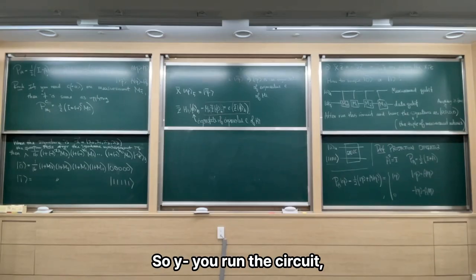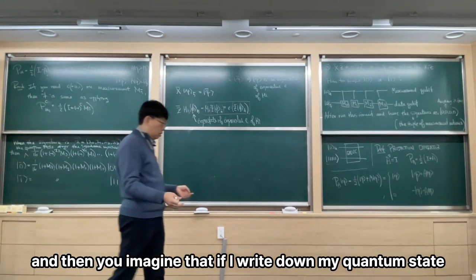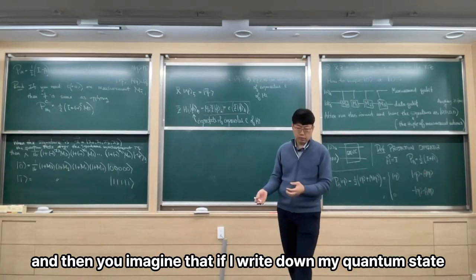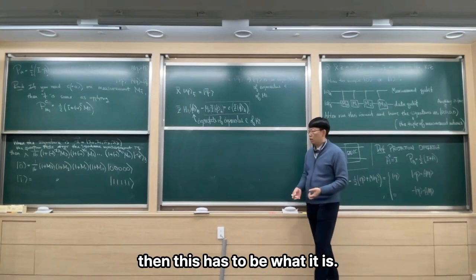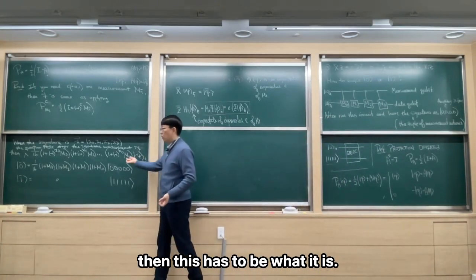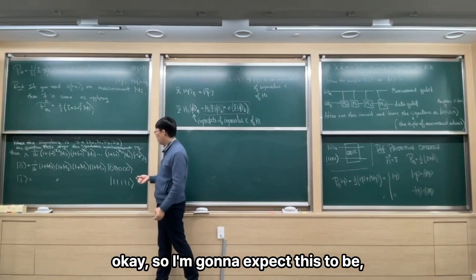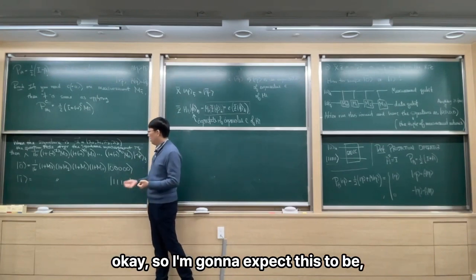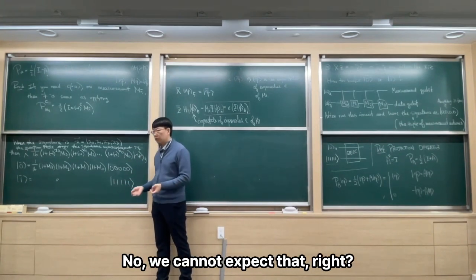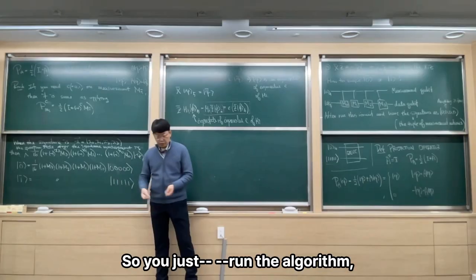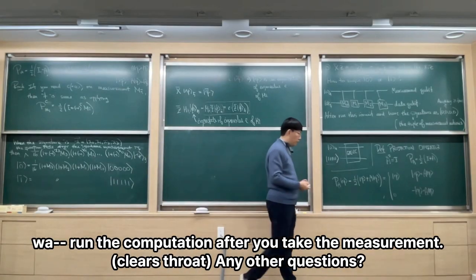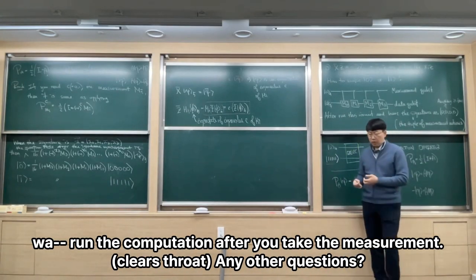You run the circuit, you read the signature, and then you imagine that if I write down my quantum state as an equation, then this has to be what it is. I'm not saying that I'm going to expect this to be the state and then take the measurement. No, we cannot expect that, right? You just run the algorithm, run the computation, and then you take the measurement.